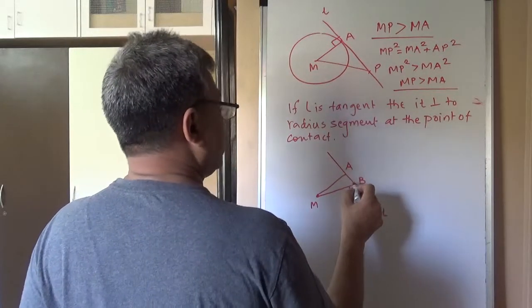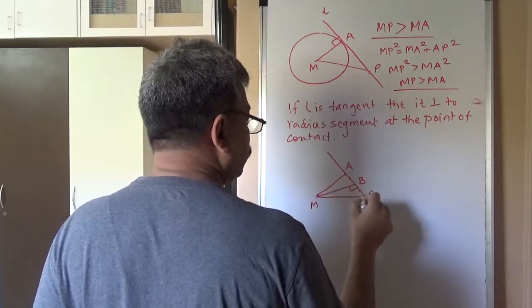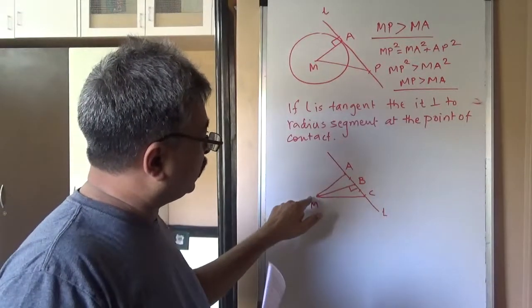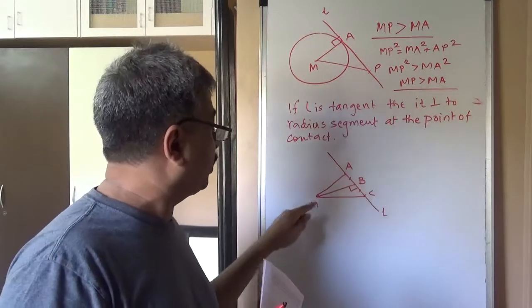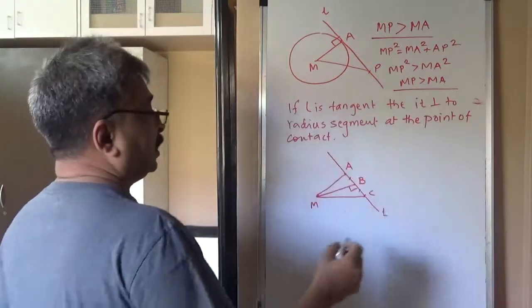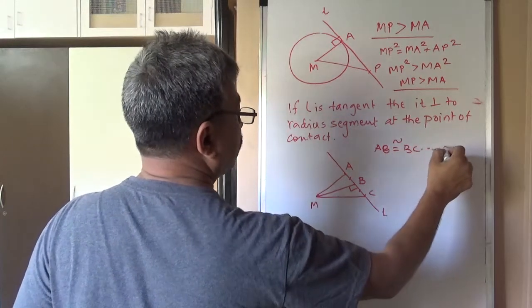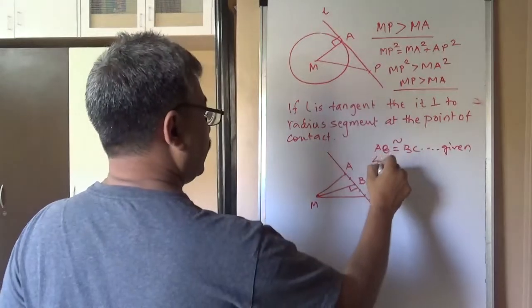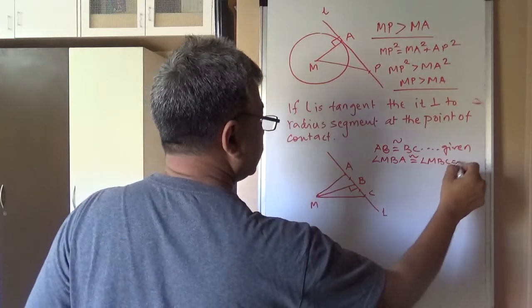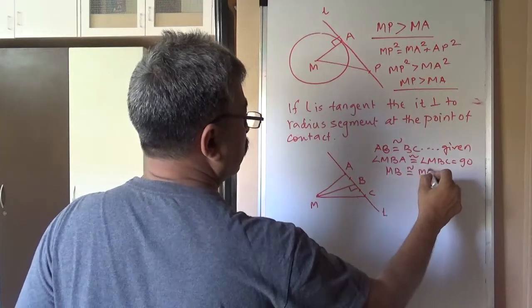Now what we do is, we copy AB over to the other side to get C. This is congruent to this, and then we join MC. Now without drawing the circle we will prove this. MA is not perpendicular, therefore we have another segment MB, which is perpendicular. We copied AB to the other side to get BC. Now you see AB is congruent to BC by construction. Angle MBA is congruent to angle MBC, equal to 90, and MB is common to both.